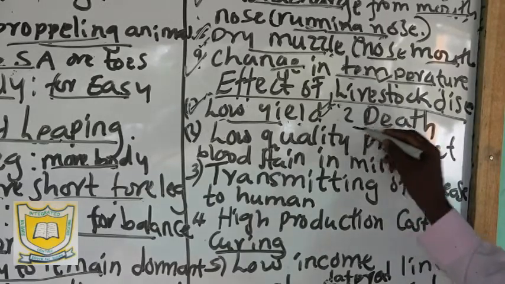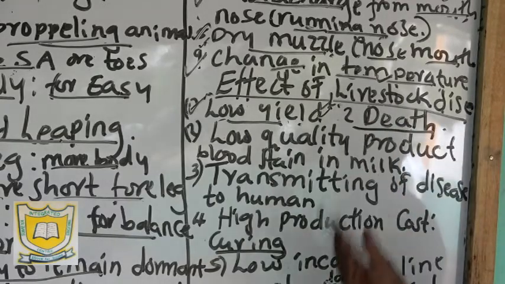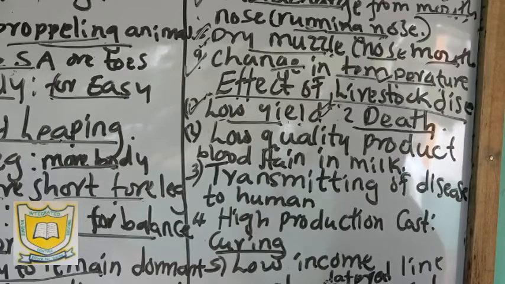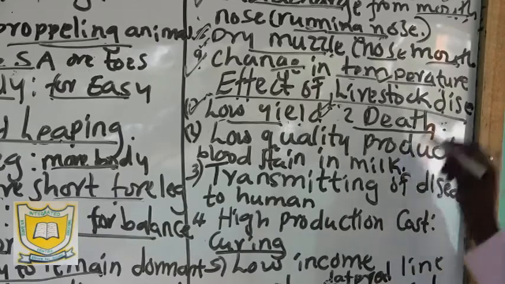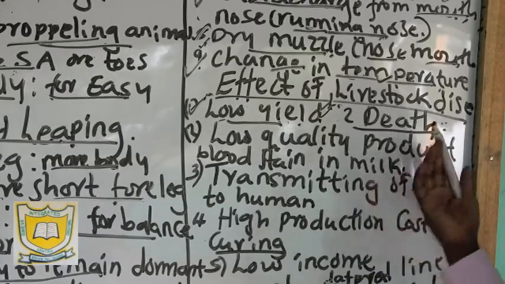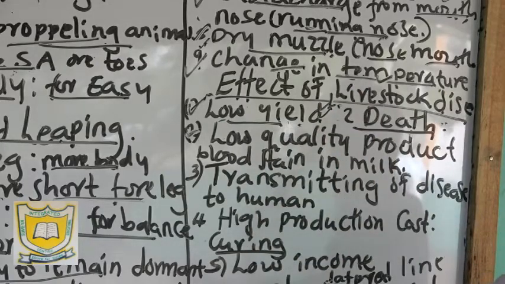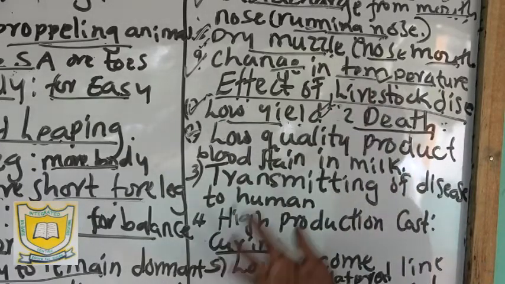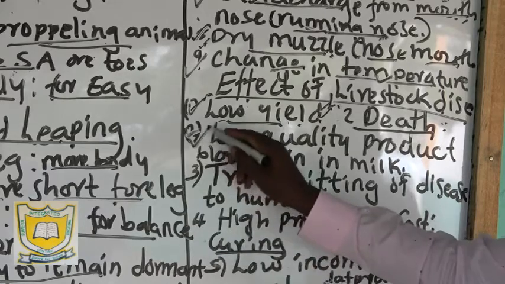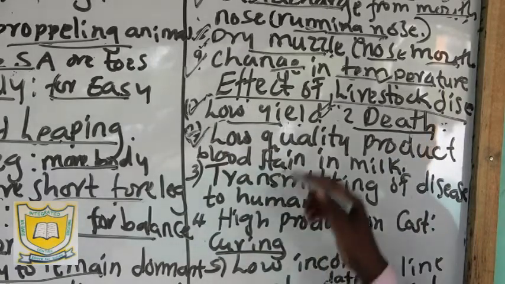Then also number two, we have death. We can lose that animal if it is affected by the fly, or the armyworm, or any other diseases. We say this animal, we can lose it. That's death. Under this, death can cause death to either human beings or to the livestock.